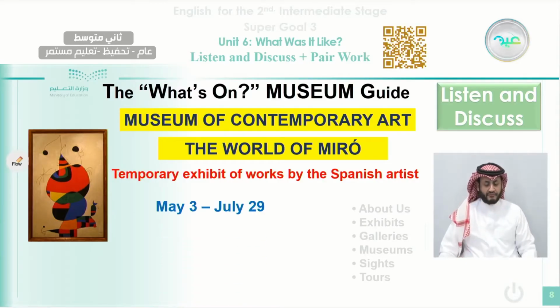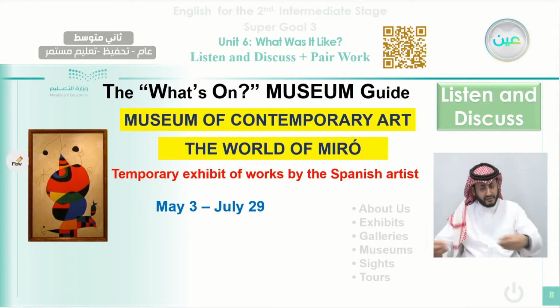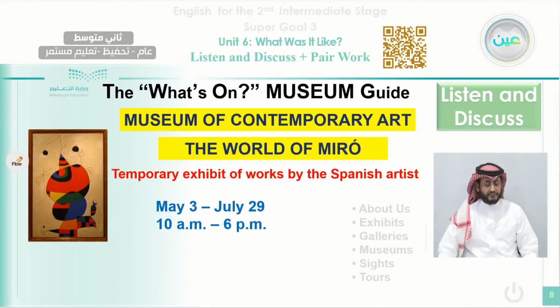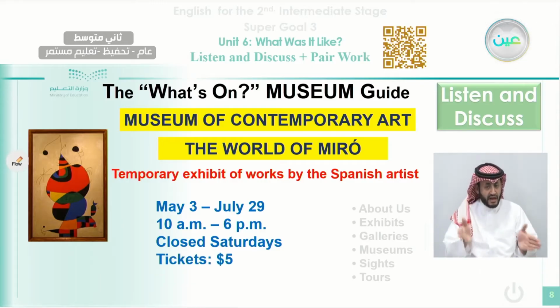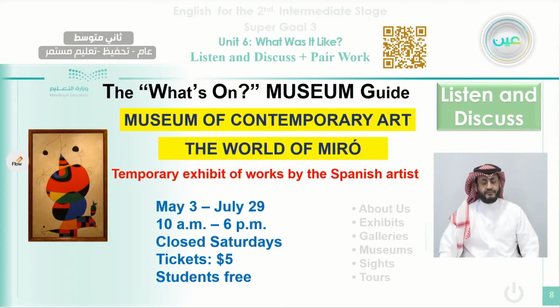Okay, we'll have some details about when it starts and when it finishes. It starts on May 3rd, and it ends on July 29th. The time, 10 a.m. to 6 p.m. Remember that very well. Closed on Saturday. Saturday they don't open, they close. And the price of the ticket, as you can see here, is $5. Students free. Okay, the students are allowed to go in free. So this is the first one. It's called Museum of Contemporary Art.